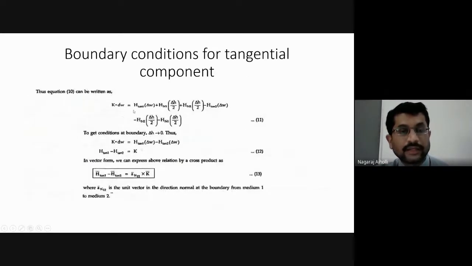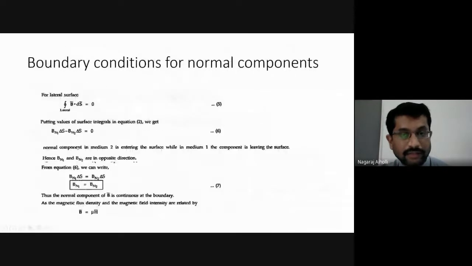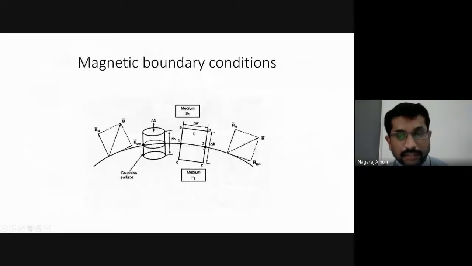Let us do that. K dot dW is equal to H tan 1 for A to B, and the width is delta W, so H tan 1 into delta W. Coming to the figure, this is medium 1 and this is medium 2. If we go from B to 1, then it will be delta H by 2, that is, from B to 2. Okay, consider that.